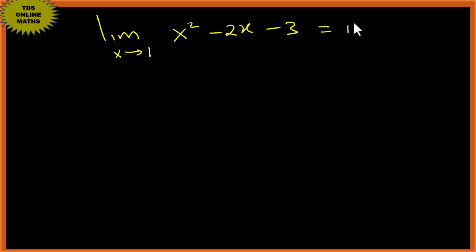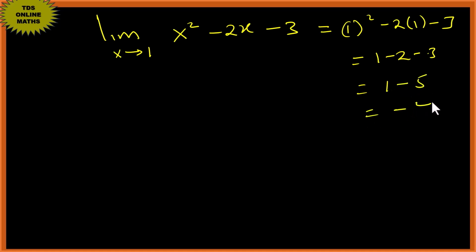So we have 1 squared minus 2 times 1 minus 3. So we have 1 minus 2 minus 3. So we have 1 minus 5, which is -4. So the result for this is -4. Okay, so that's that.